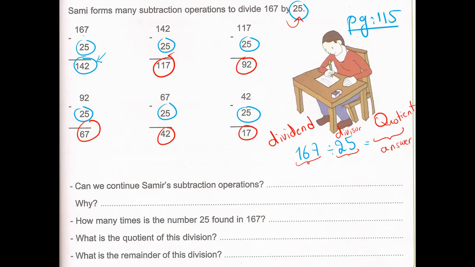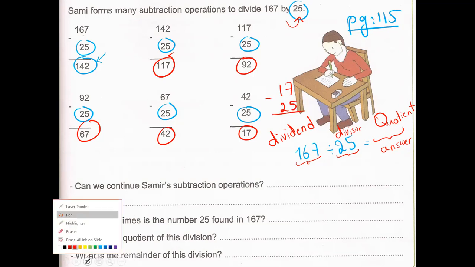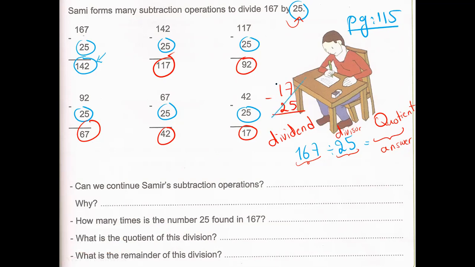Can we continue Sami's subtraction operations? Now, can I say the answer 17, subtract it by 25? No, we can't. Why can't we? Because 17 is less than 25. How can I take 25 from 17 when it's less than 25? So we can't, so we have to stop. 17 is less than 25. We can't continue.